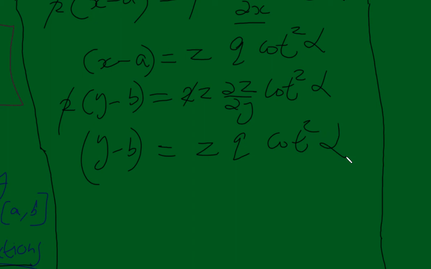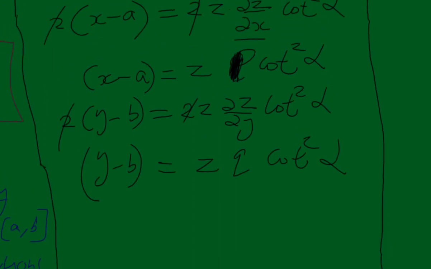Sorry, we made a mistake here. This value is p, not q. The dou z by dou x is p. Sorry for the inconvenience. We always make mistakes like that, so in order to avoid mistakes you should be careful. It's my mistake, and I will be careful.